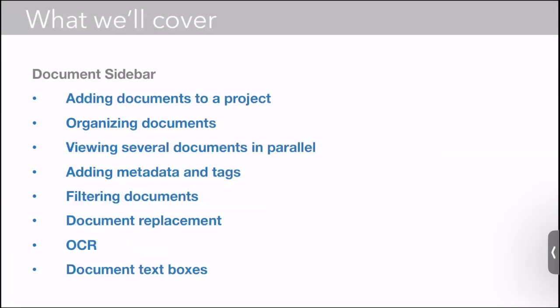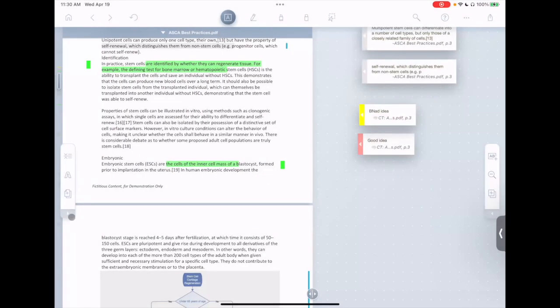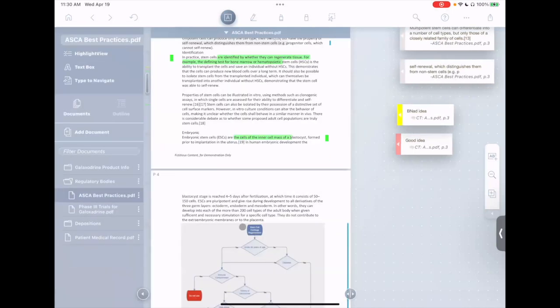Now let's talk about the document sidebar. Start getting a little bit deeper into document work here. We're going to talk about adding more documents to your project, organizing them, viewing several in parallel, adding metadata, and filtering them. We're going to talk about our document replacement feature, OCR, and document text boxes. Let's dive in. First of all, we'll expand our document sidebar here as we talk about it.